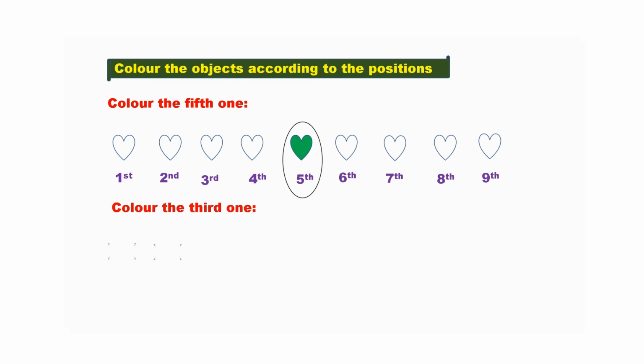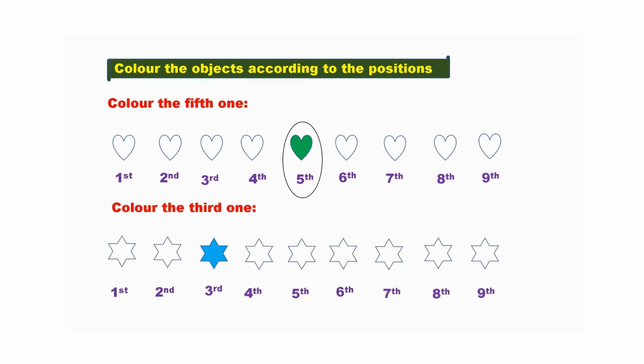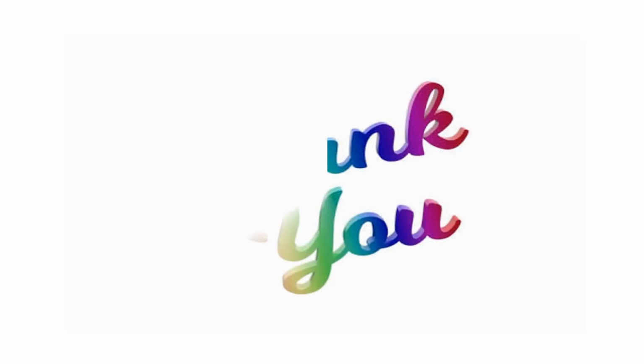Here, color the third one. We have the stars. Now, first, second, third, fourth, fifth, sixth, seventh, eighth, ninth. So which is third here? Here. This is third. So this way we have to color the objects according to the given positions. Thank you.